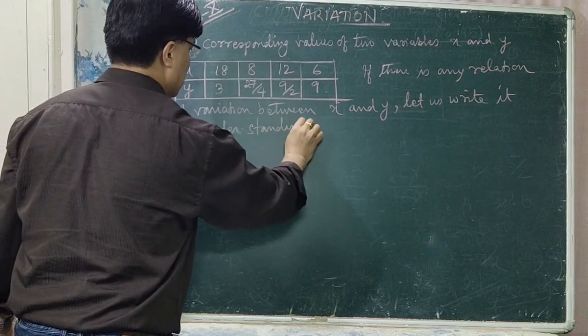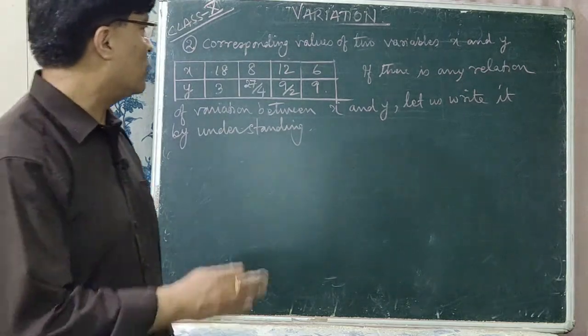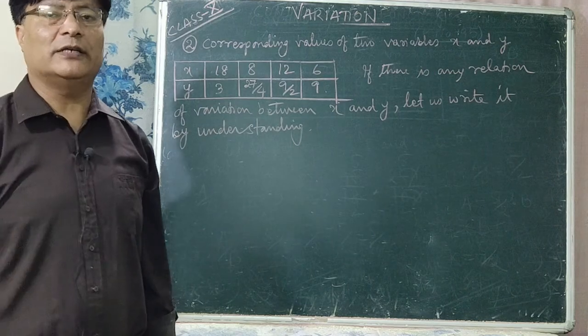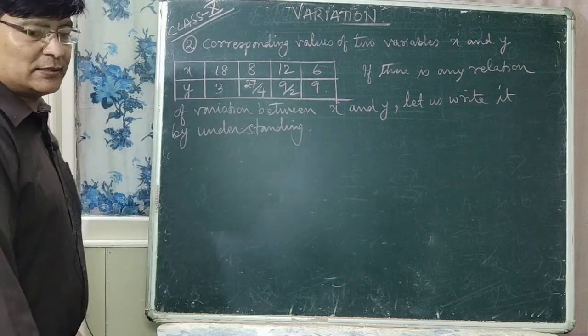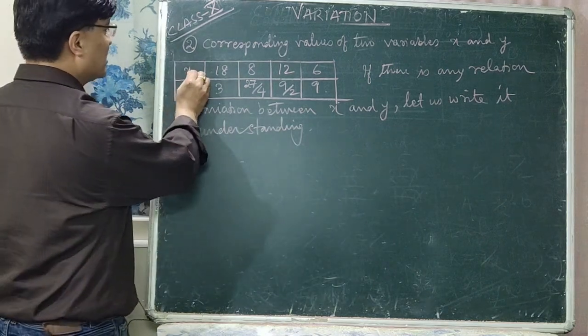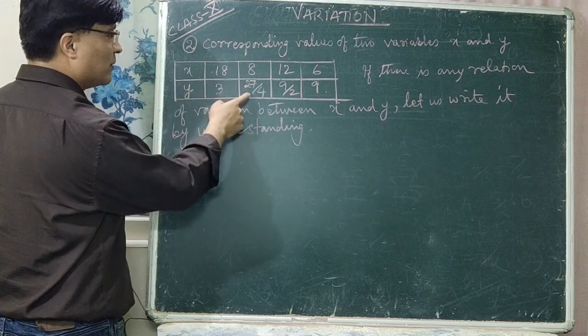Let us write it by understanding. Okay. So here the corresponding values of two variables x and y are given in this table. The two variables are taken as x and y. When x is equal to 18, y is equal to 3. When x is equal to 8, y is equal to 27 by 4.